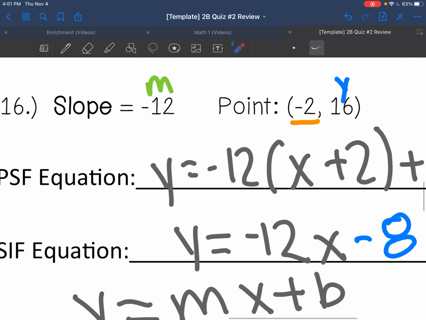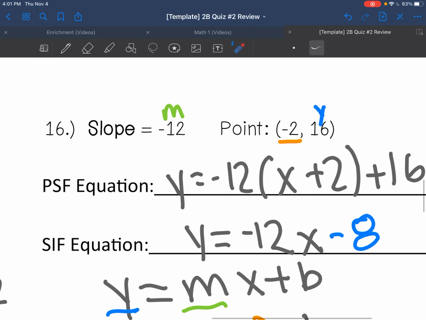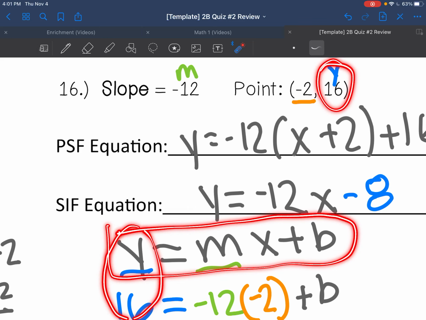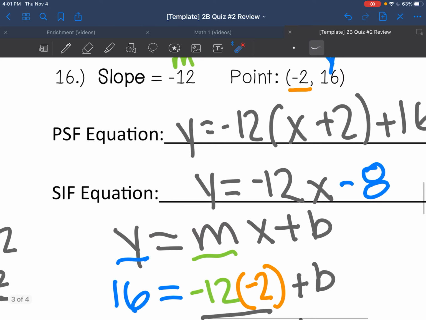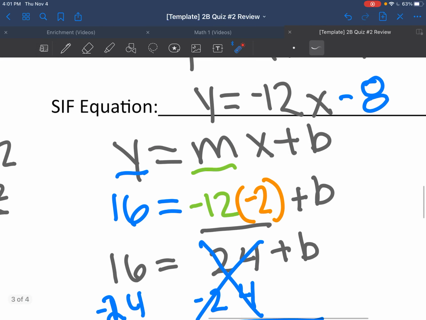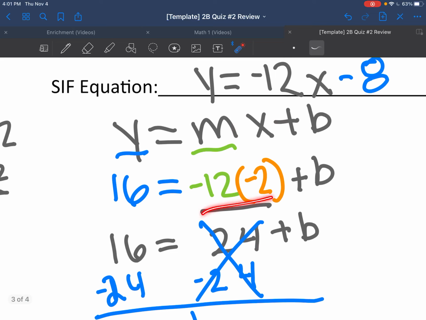In number 6, our point slope form is y is equal to -12 times x plus 2 plus 16. When we plug this into the slope-intercept form, our y is a 16. M changes to a -12 because that's our slope. And our x is a -2, so we replace x with -2. We do the math of -12 times -2, which is a +24, so we have 16 equals 24 plus b.